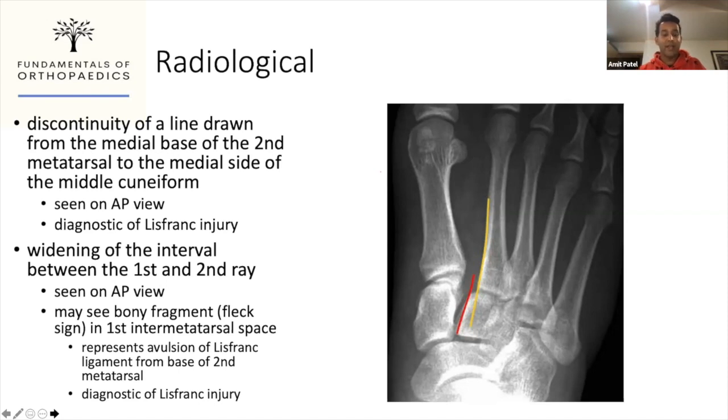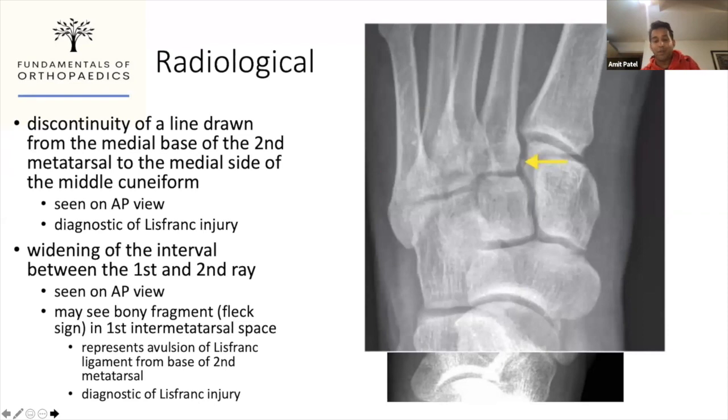There's also widening between the first and second ray, more than normal. Again, suggestive of a Lisfranc injury. You can get a fleck sign, which is a bony avulsion of the Lisfranc ligament we talked about earlier, as you can see with the yellow arrow there, which again is diagnostic of a Lisfranc injury. This fleck can come off either side, either the base of the second metatarsal or the medial cuneiform.